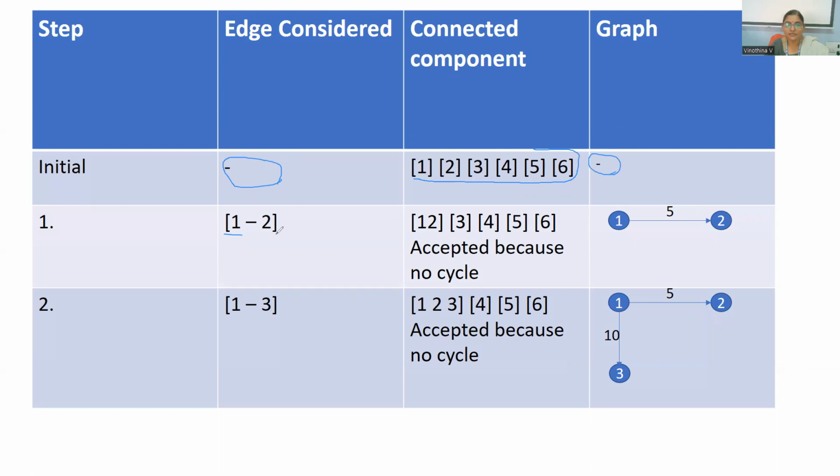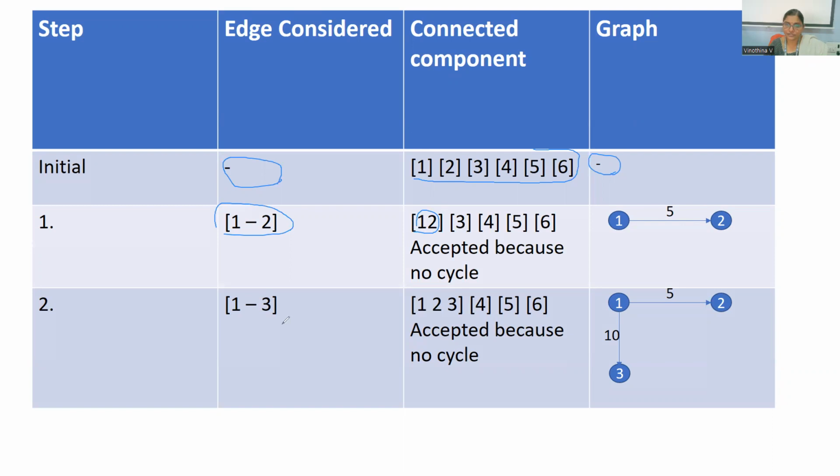Now as per the algorithm, first we are going to consider the edge with the lowest cost, that is 1 to 2. So we add 1 to 2 into the graph. Since this is the first edge, there is no cycle, so we added it. Now the connected components are 1, 2, and the remaining individual components are 3, 4, 5, 6.